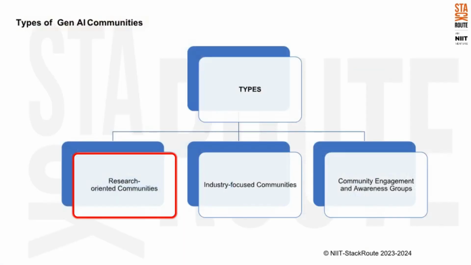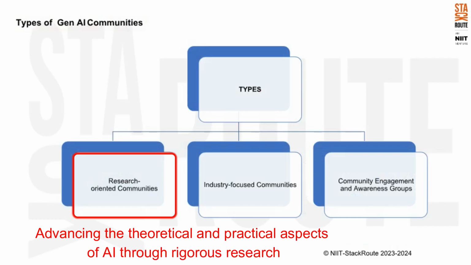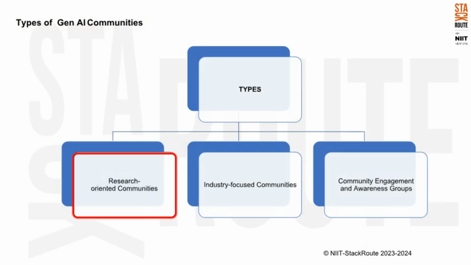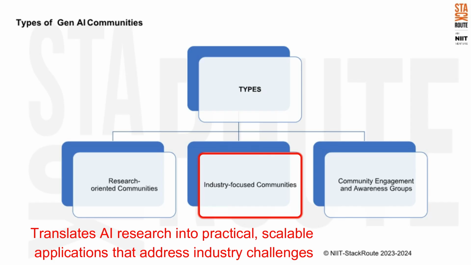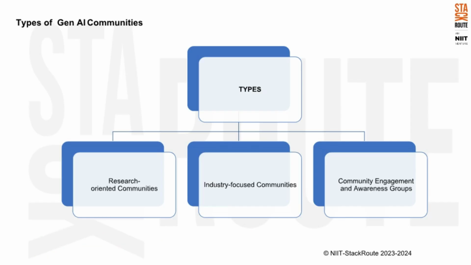Now, we'll delve into the types of general AI communities. Research-oriented communities. These communities focus on advancing the theoretical and practical aspects of AI through rigorous research. Members often collaborate on academic papers, conduct experiments, and push the boundaries of AI knowledge. Industry-focused communities. Dedicated to the application of AI in various industries, these communities bring together professionals working on real-world AI solutions.